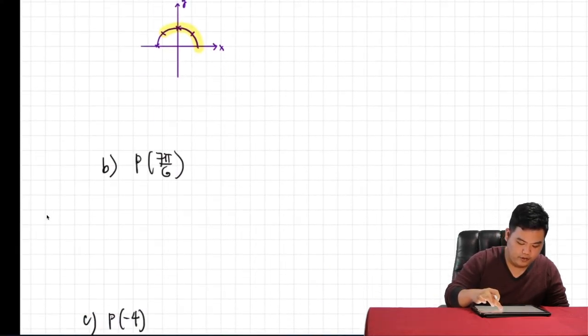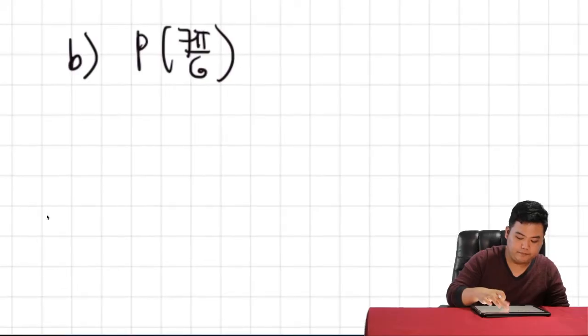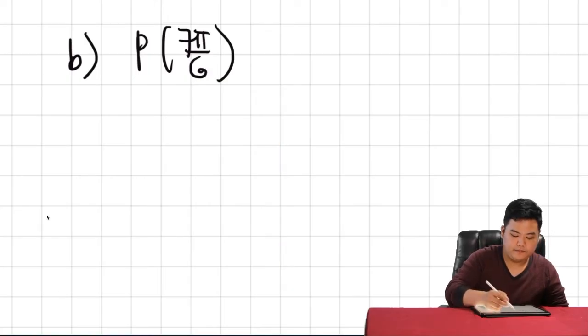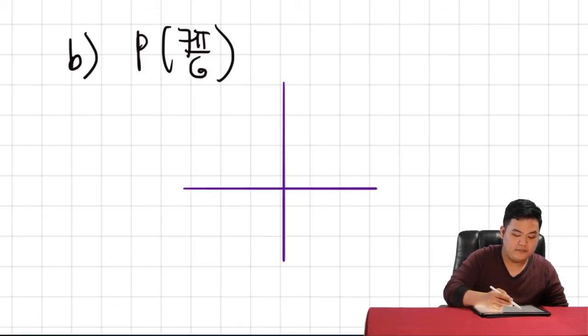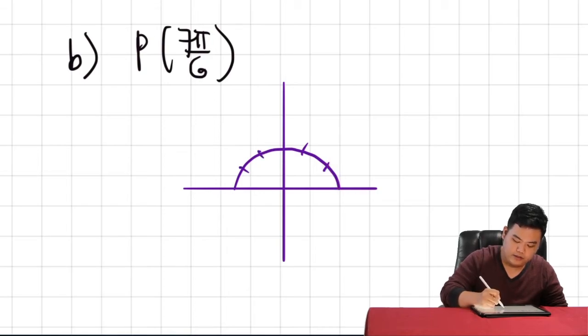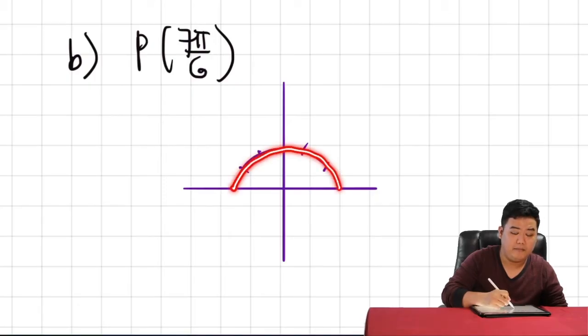Okay, let's do the next example. Letter B. So, drawing ulit tayo. Okay, so in this case, we have 7 pi over 6. So, it means si pi hatiin sa 6, kumuha ng 7. So, this is our pi hatiin sa 6. So, asan yung divisions na yon? 1, 2, 3, 4, 5, 6. So, from here to here, 6 na yon, kulang pa tayo ng isa para maging 7 pi over 6.